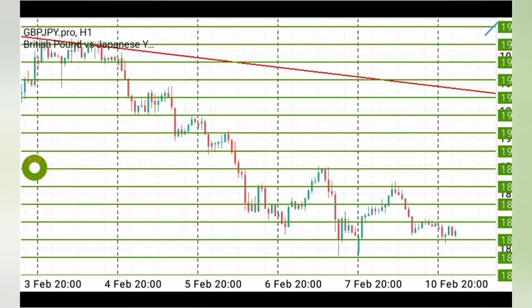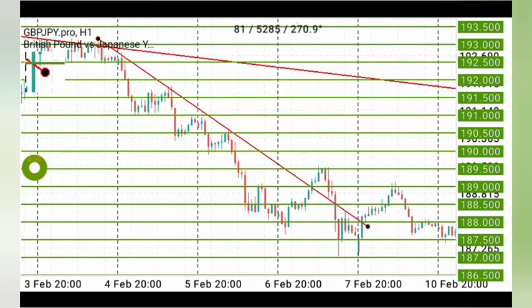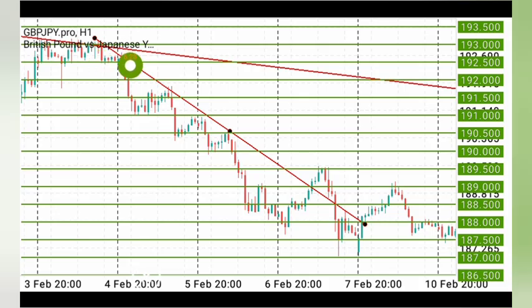The more touches on a trend line, the stronger the trend line. So this is the first and the second touch. As you can see, this is the first touch, this is the second touch. The third touch is either a price break or a price bounce. But most of the time, whenever price gets to the trend line the third time, there's a very big push to the downside. So this is the third touch here.